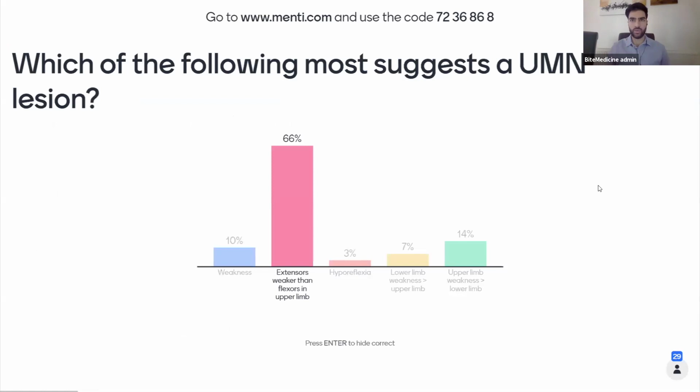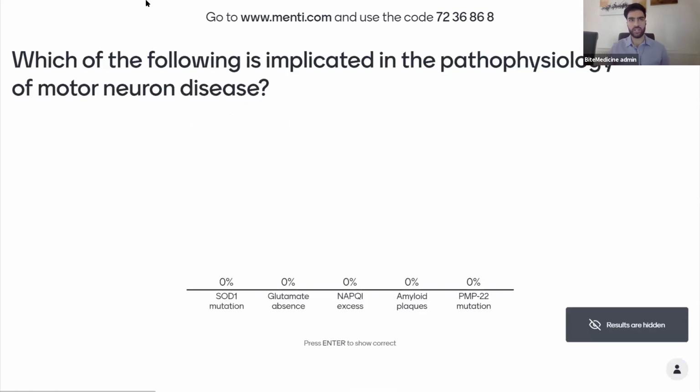Okay, next question. And whilst you're answering this question, I'll take one of the questions in the Q&A. Someone's asked, what's the difference between clasp knife and cogwheel rigidity? Cogwheel rigidity is when you have rigidity with a superimposed tremor, and you see that in Parkinson's disease. What that looks like is when you move their hand, it's very stiff and you have this jerky movement. That's known as cogwheeling, and that's Parkinson's. Clasp knife rigidity is when you're moving the hand, for example, and all of a sudden it just collapses like a clasp knife. And that's seen typically in stroke. So two different diseases.